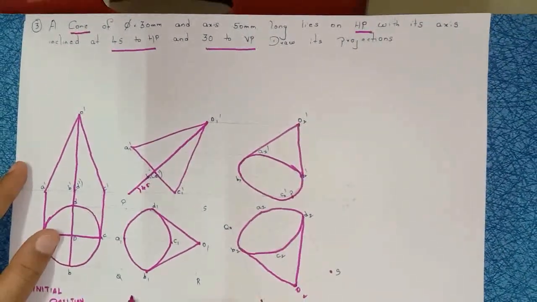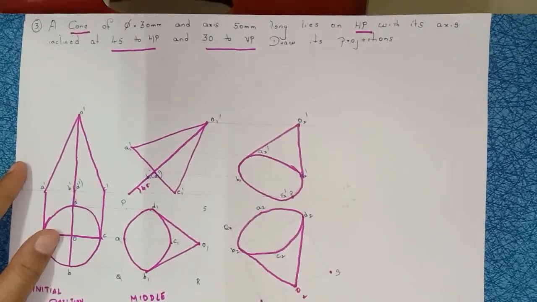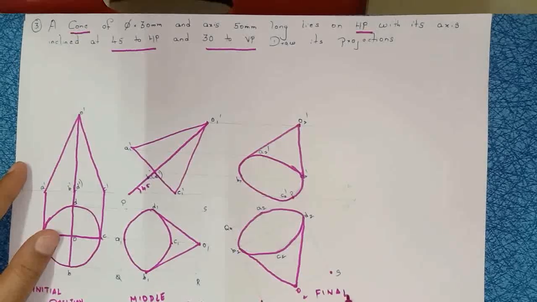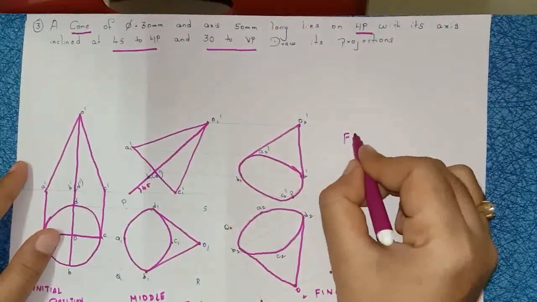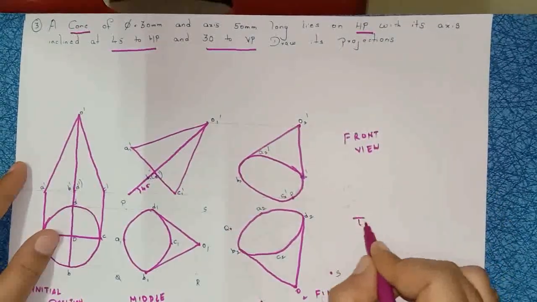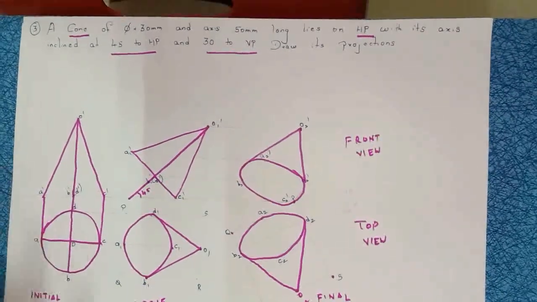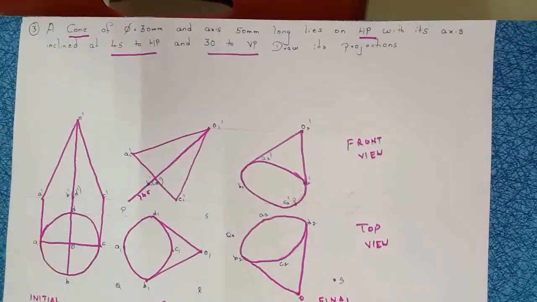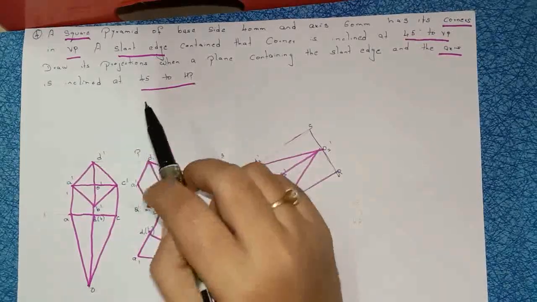Right? Initial position, middle position, final position. This is your front view. This will be your top view. Right? Mark the dimensions. Diameter of cone is 30. Axis height is here 50 mm. This is your third problem. Right. Coming to next question.